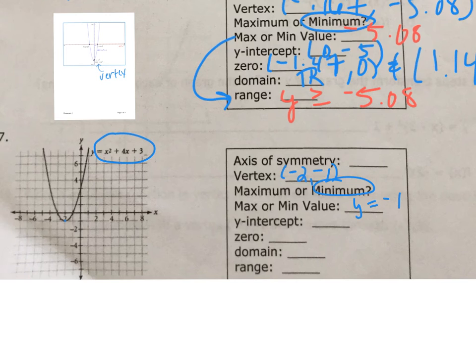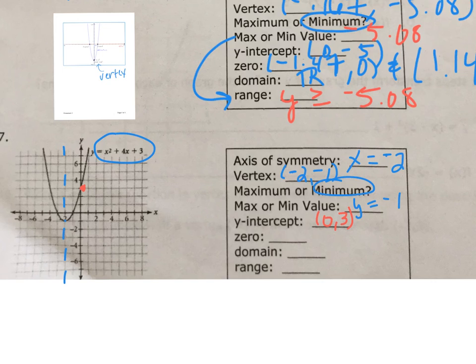The minimum value is the y value, so y equals negative 1, or if you just wrote a negative 1, that's fine. The axis of symmetry is the line here that goes right through the vertex, so that's x equals negative 2. The y-intercept I can see is right here, right there, so that's at 3, so 0, 3.